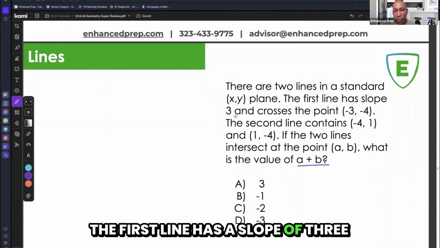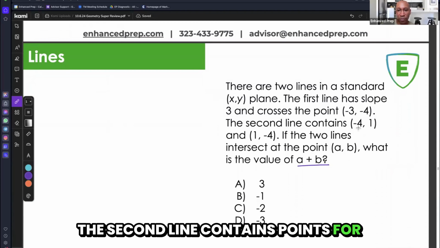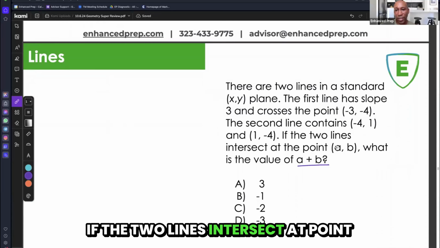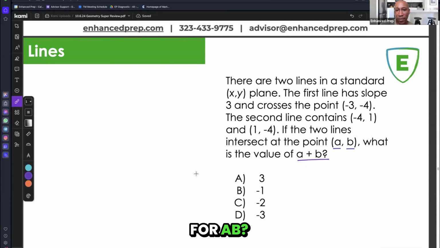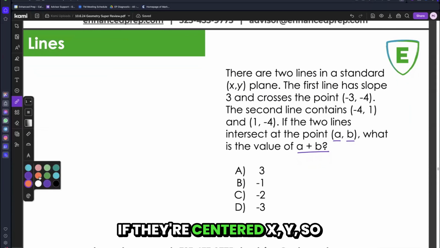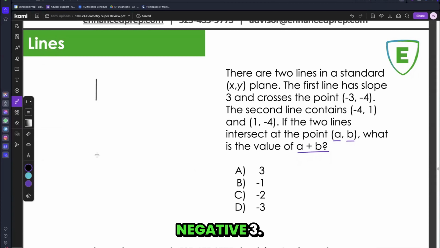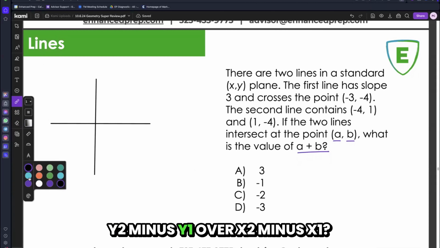The first line has a slope of 3 and crosses at this point. The second line contains points 4, -1. If the two lines intersect at point AB, what is the value of AB? So how would you solve this one for AB? For the slope, it's y2 minus y1 over x2 minus x1.